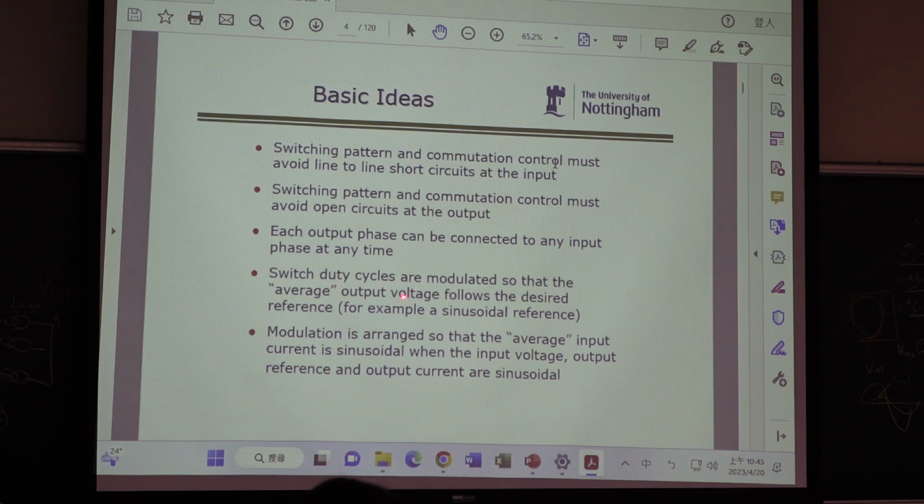For the switch duty cycle, we can modulate, we can decide the turn-on duty cycle so that the average output voltage can follow the ideal output voltage. Then we can get 30 Hertz output voltage. And the modulation is arranged so that we use the average idea: average input current is sinusoidal, and the average output voltage is sinusoidal. So we use the idea of average.